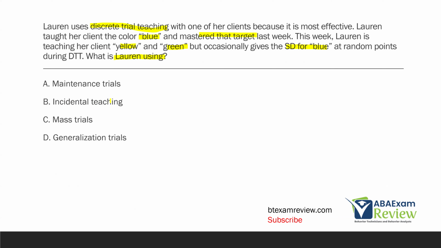It isn't B, incidental teaching, because incidental teaching is just naturalistic teaching, and Lauren is using discrete trial teaching, which isn't naturalistic. C, mass trials. Mass trials is running the same thing over and over again, which Lauren is clearly not doing. And then D, generalization trials. Lauren isn't so much trying to generalize here. She's just checking for maintenance.